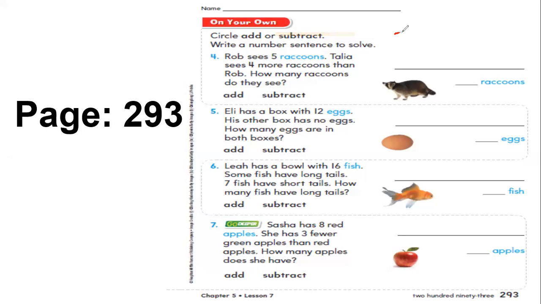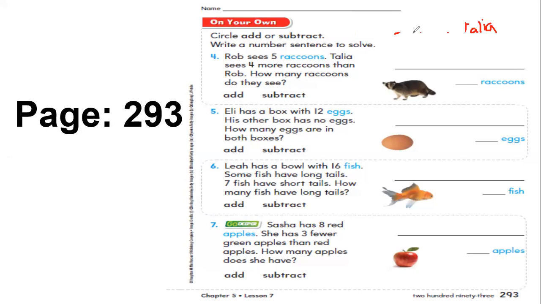So that means Rob sees 5 and Thalia sees 4 more. More means it is addition. So first we are going to add 5 plus 4. So 5 plus 4 equals 9. So how many does Thalia see? She sees 9 raccoons. So this is 9 by Thalia. Now, how many raccoons did they all see together?